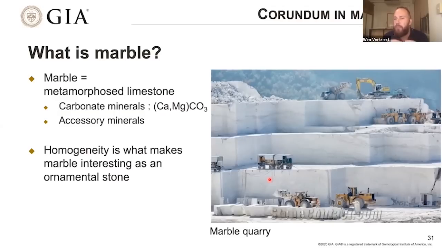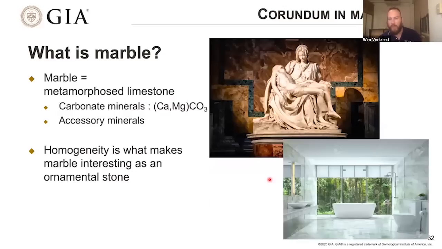And it is the purity of the carbonates that people are very interested in when they look at marble as an ornamental stone. So marble is a highly desired ornamental stone because it is so pure, it is so homogeneous. And even if it is heterogeneous, so if it has some texture differences, they're often aesthetically very pleasing, which makes it very interesting as an ornamental stone. That's why we see a lot of statues in marble. That's why we see a lot of bathrooms in marble.